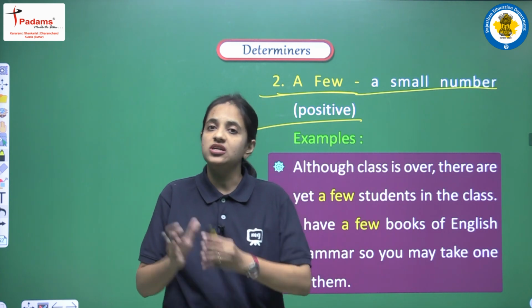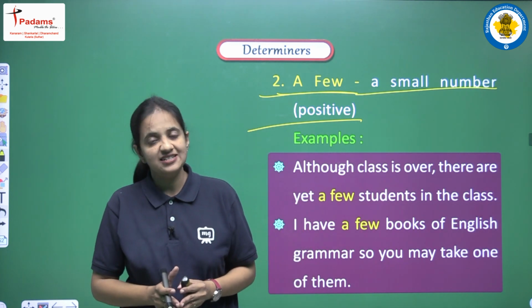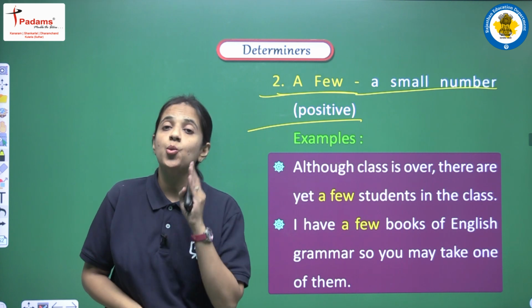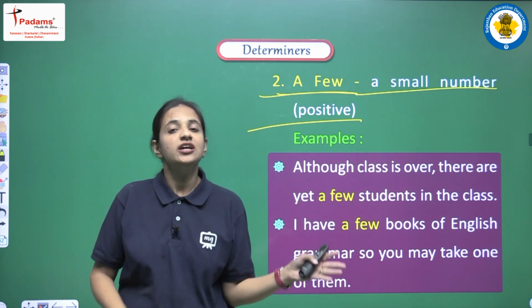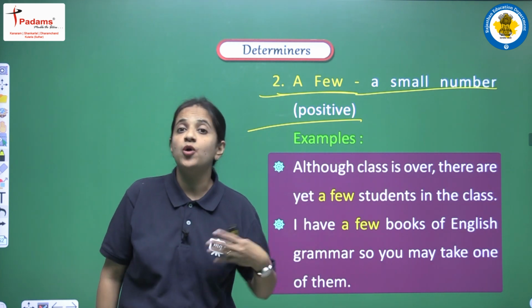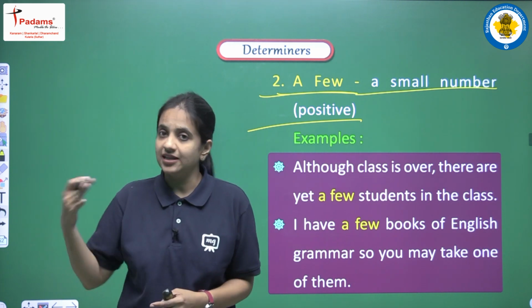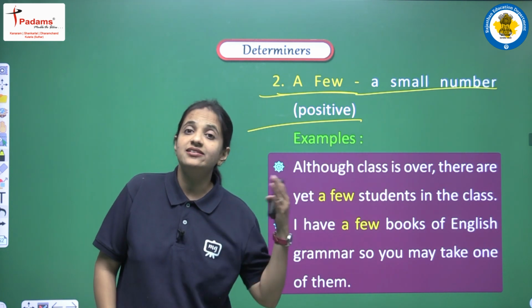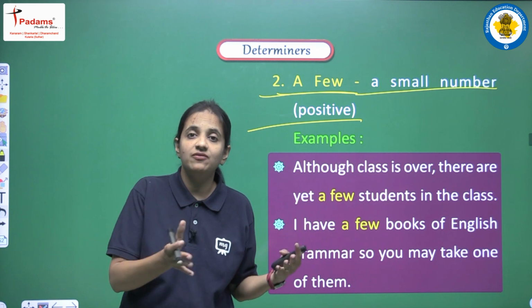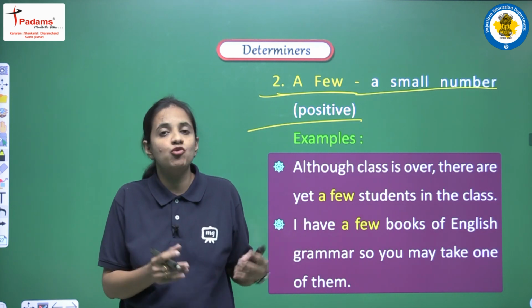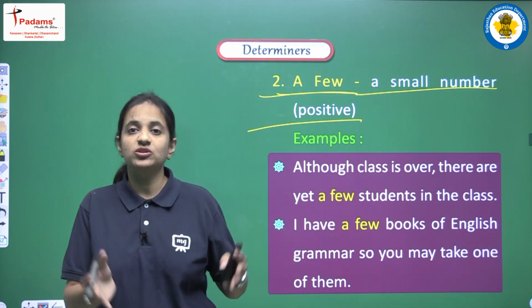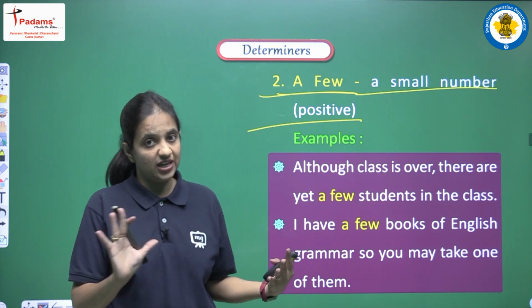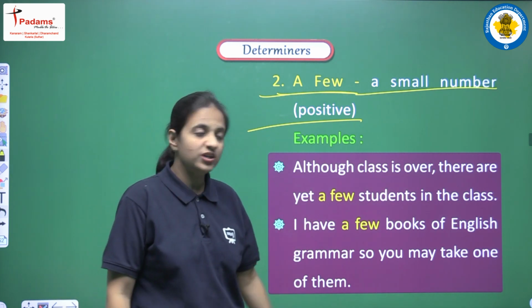When we are using few, the sentence has a negative meaning, and when we are using a few, the sentence has a positive meaning. Few means almost nothing, and a few means yes, we are having some number, some quantity, and now we are talking about the positive sense. Okay, so let's see some examples to clear this.